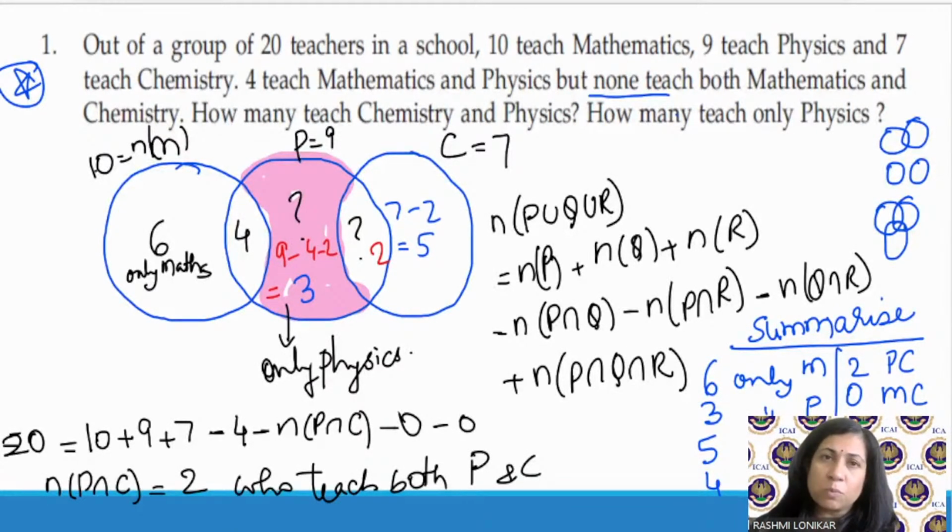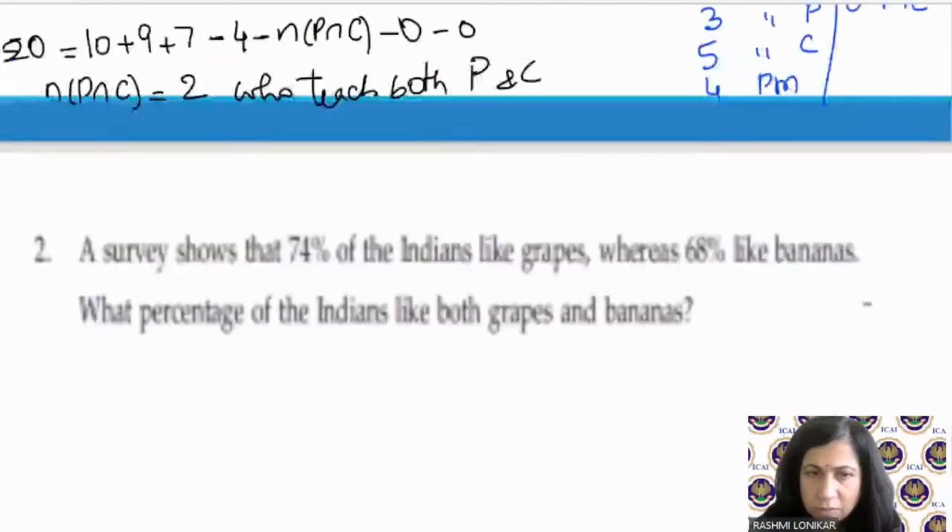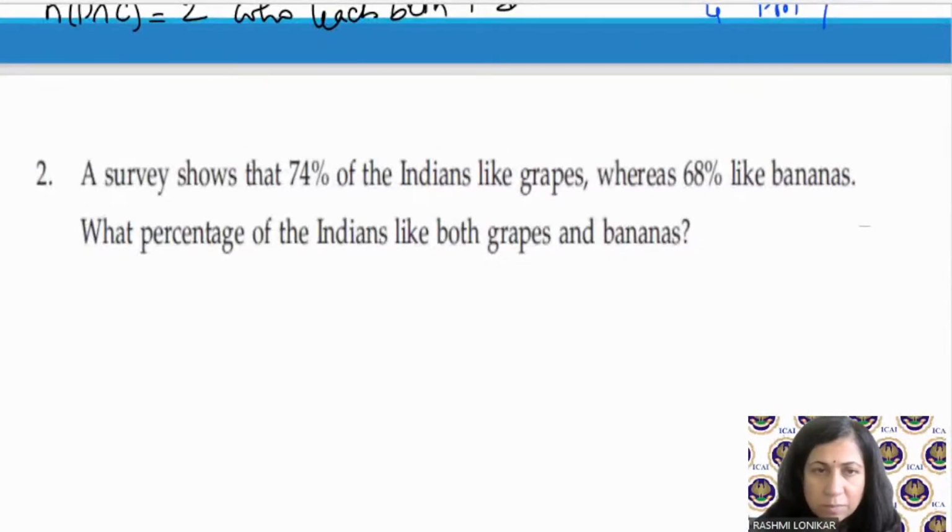Why I'm doing both the things, so that I don't make a mistake, and so I have solved it and got the answer. Okay. Let us go to the next sum.